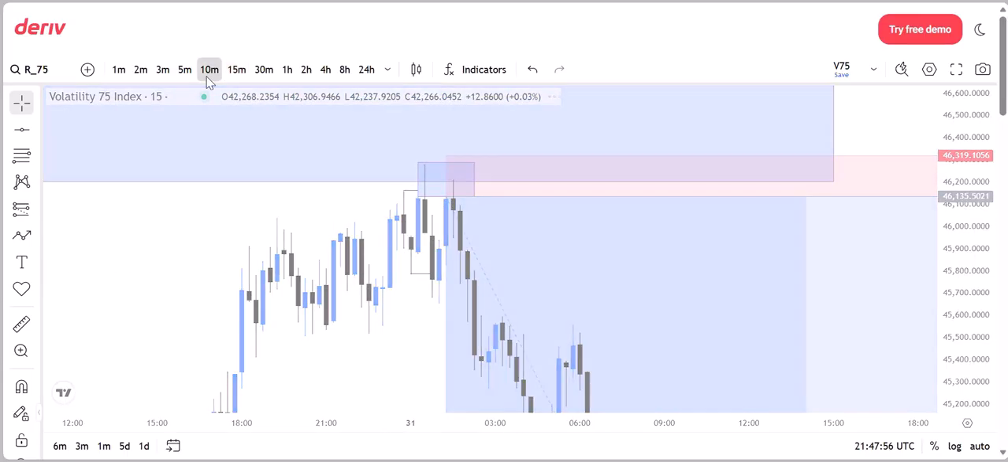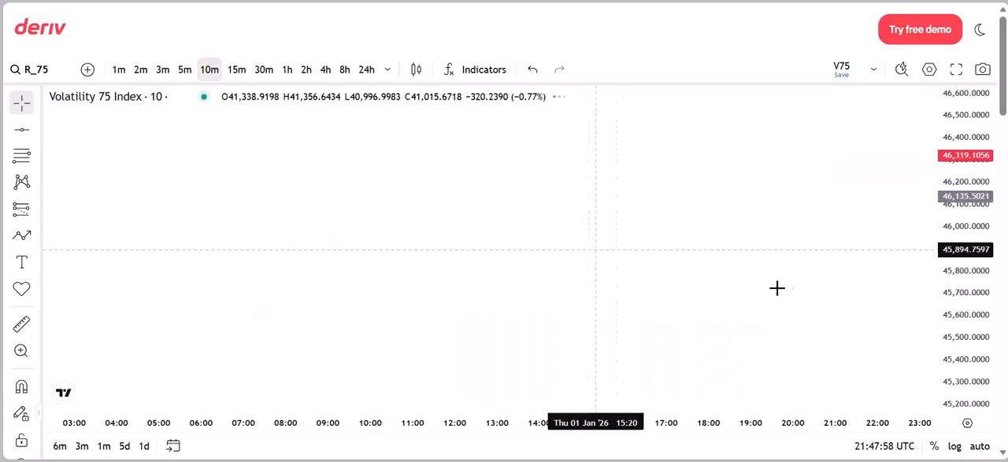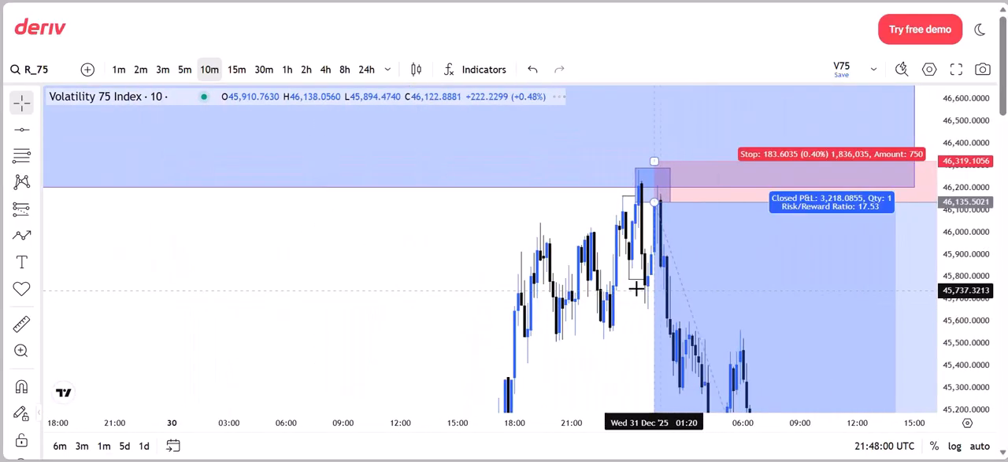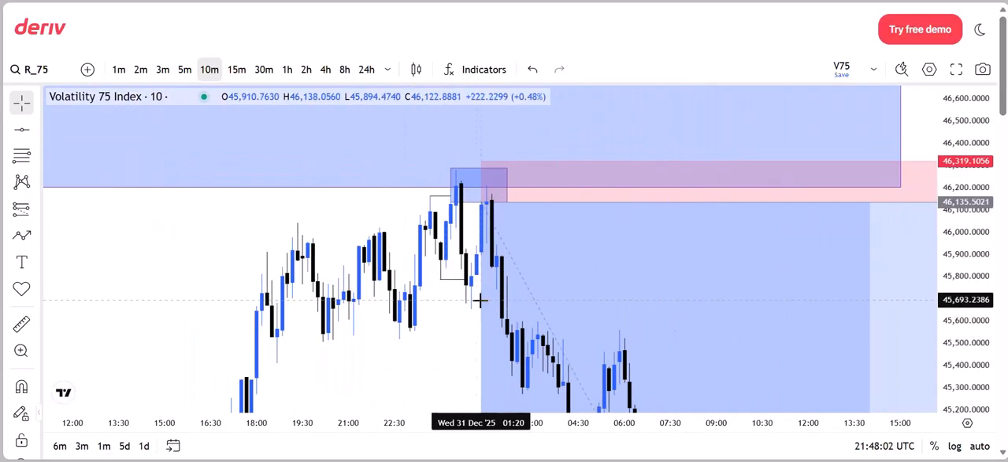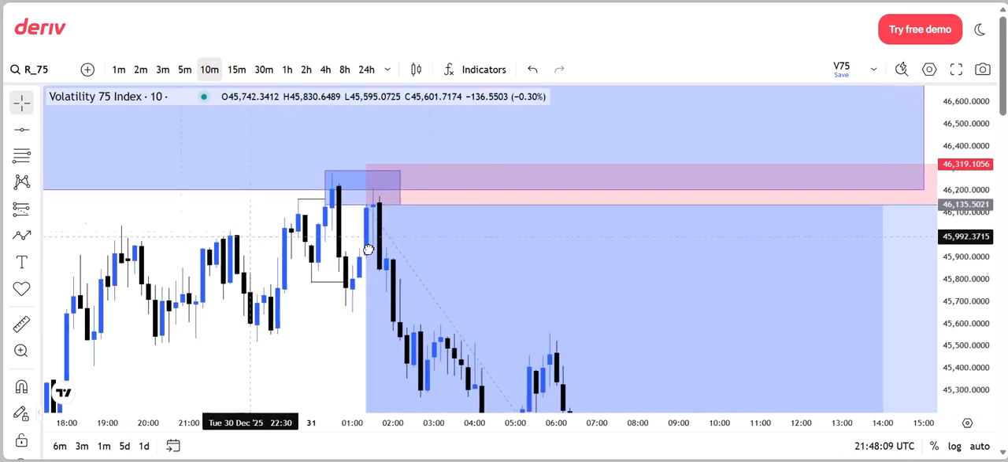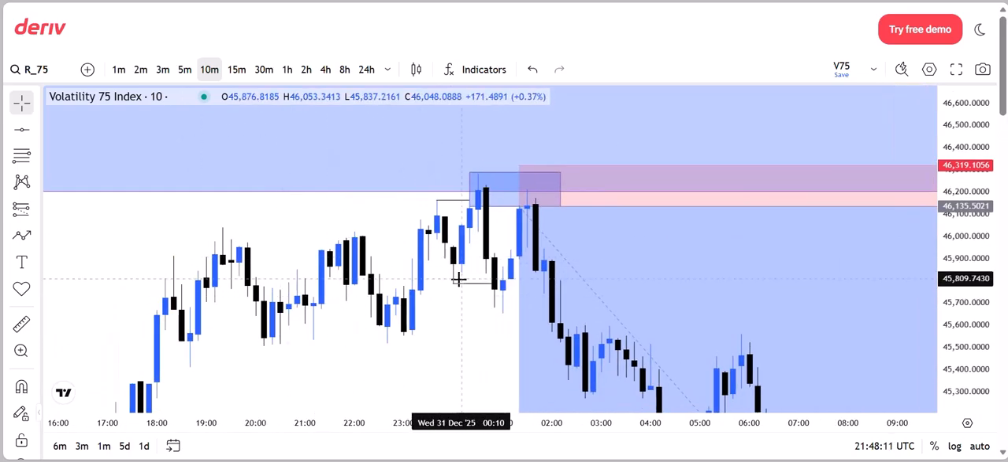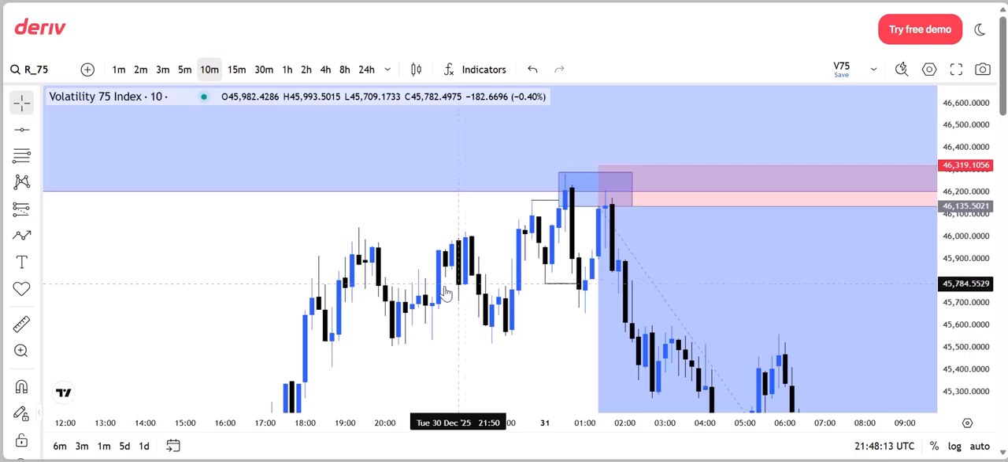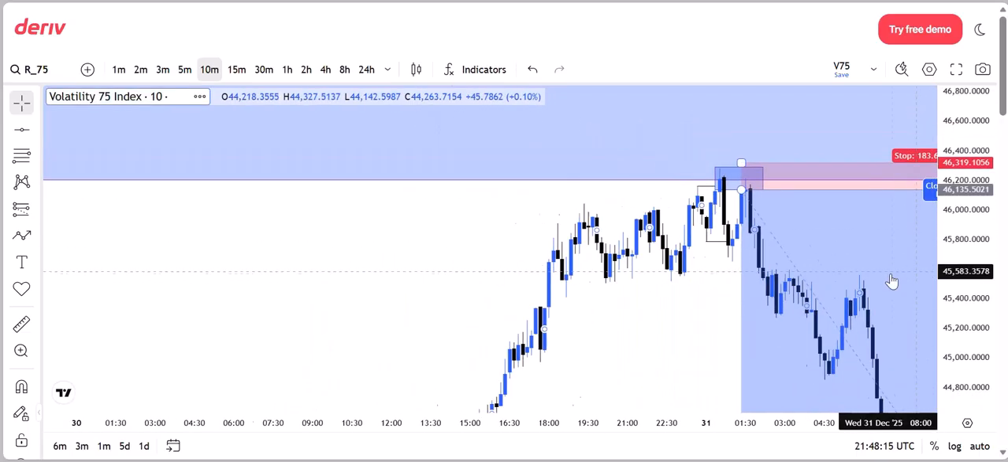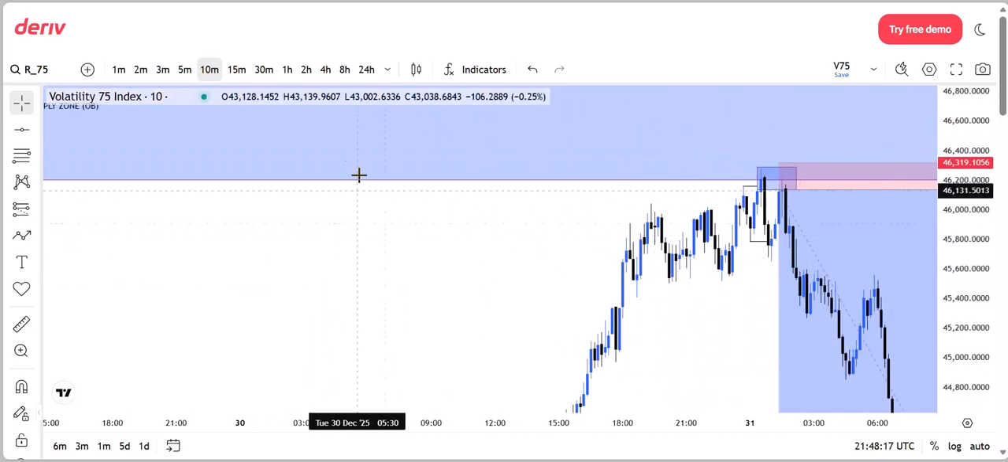So coming down to our 10 minutes time frame, let's look also. Now coming down to our 10 minutes time frame, also there is nothing really clear here. Okay, we would have still gotten an entry here. Yeah, we would have gotten an entry here. Now this is our entry model.